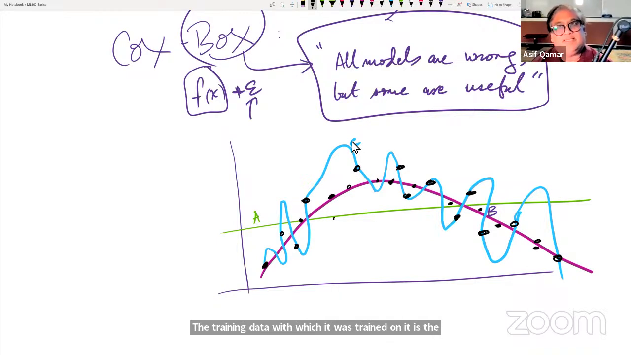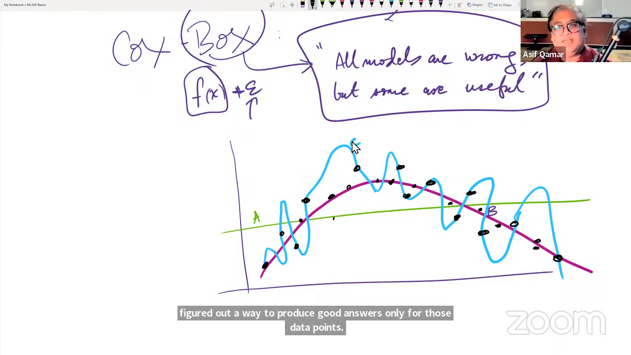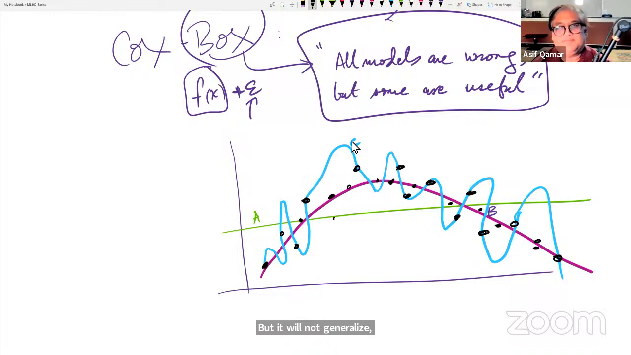Another way that people say it is that C has in some sense just memorized the data and figured out a way to produce good answers only for those data points. But it will not generalize further. Therefore, it has not learned much. So there is a trade-off. What can you do to remove this overfitting? The process of removing overfitting is called regularization.